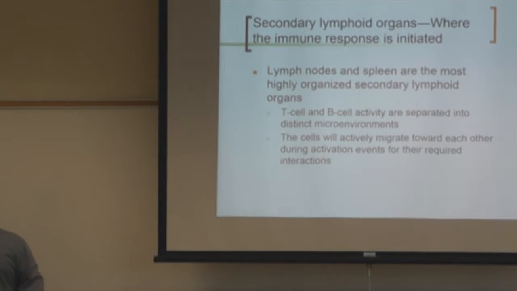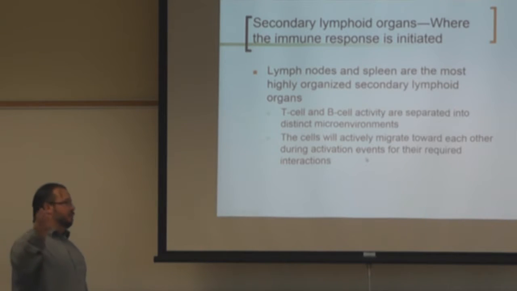Once they get into these organs, they're separated into distinct microenvironments. So you have B cell rich areas and T cell rich areas, and they have different roles in what's going to happen there. And the cells migrate towards each other once they're activated.